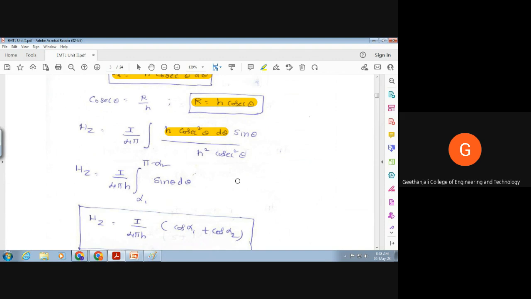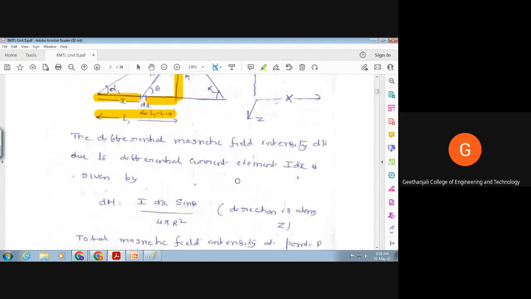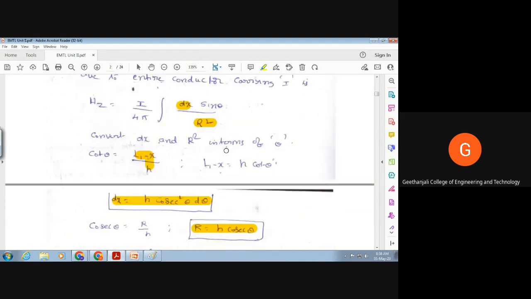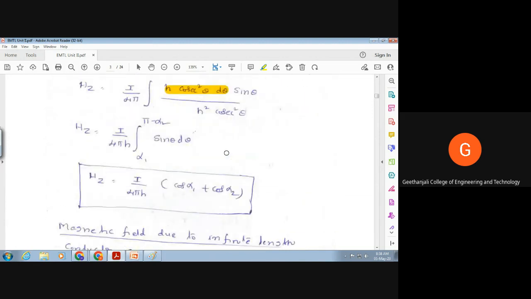What are the limits of theta? When theta is equal to alpha 1, we get one end. When theta is equal to pi minus alpha 2, we get the other end. So the limits are going to be alpha 1 to pi minus alpha 2. So finally, the expression for H, which is along the z direction, is given by I by 4 pi h times cos alpha 1 plus cos alpha 2.